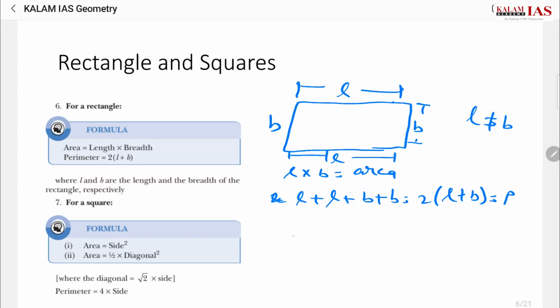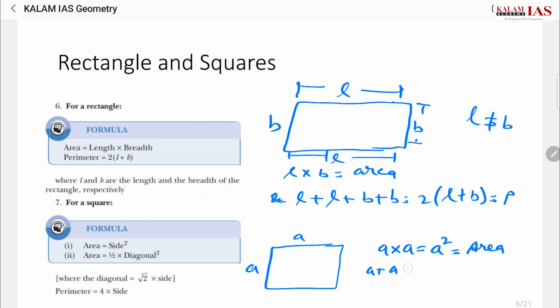And then we have square. Square is a 2D shape where both the sides are equal. If one is A, another one is also A. Area of square is given by A into A, that is A square, and perimeter is given by A plus A plus A plus A, that is 4A.